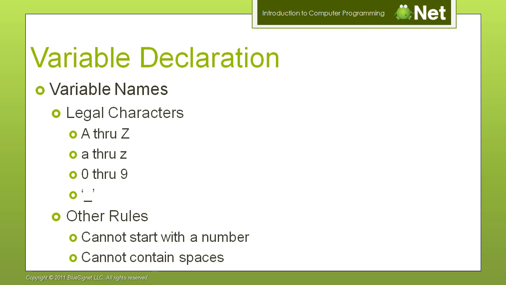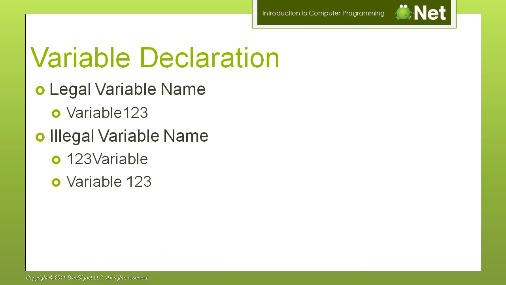Well, each variable has a name or a label applied to that variable. That name can only be certain types of legal characters, like capital A through capital Z, lowercase a through lowercase c, 0 through 9, and an underscore. But also, a variable label cannot start with a number. It has to start with a letter. And it cannot contain spaces. Yes, but it can start with an underscore if you want to.